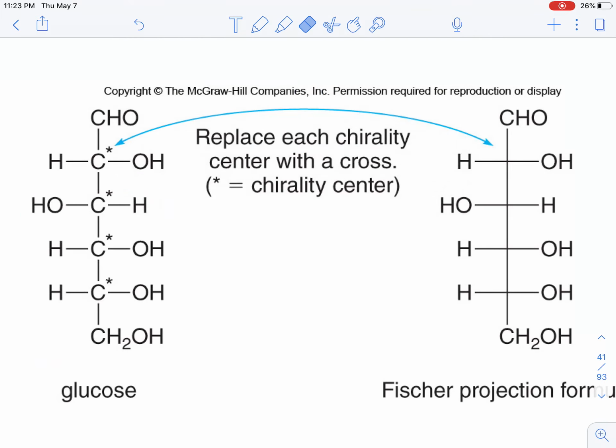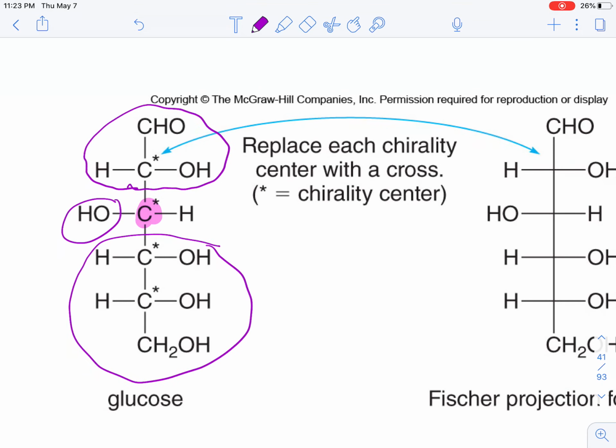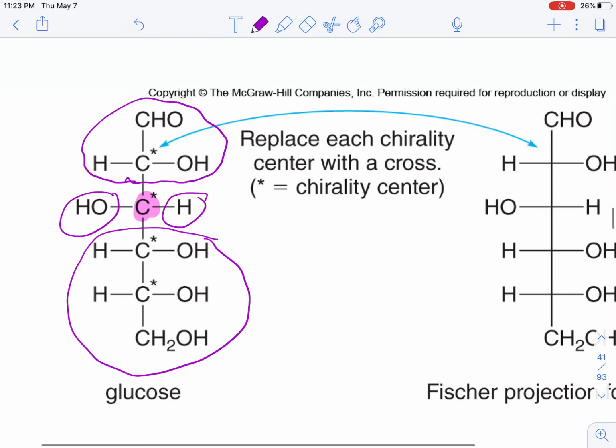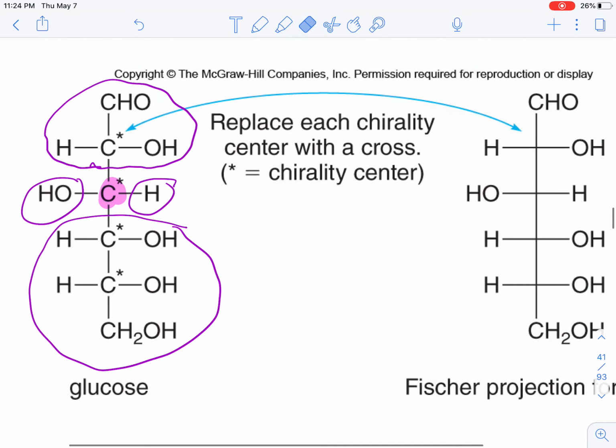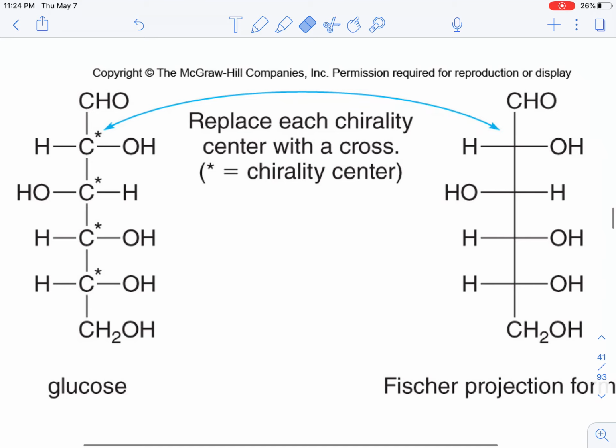Okay. So let's go ahead and take a look at the next carbon. And so looking above that central carbon, notice how that piece that I circled is different than this piece that I'm circling, which is different than this piece, and this piece. So if I have 4 different substituents attached to that carbon, then that carbon is going to be chiral. It's going to be a chiral center.